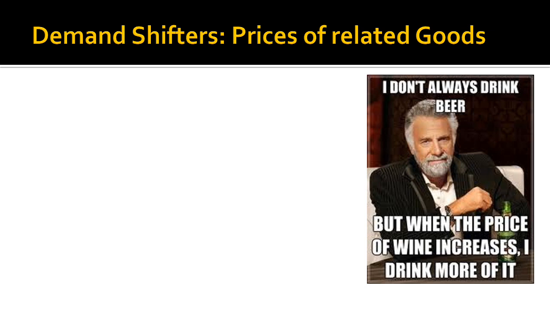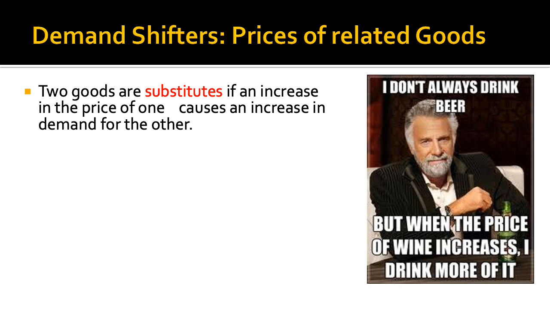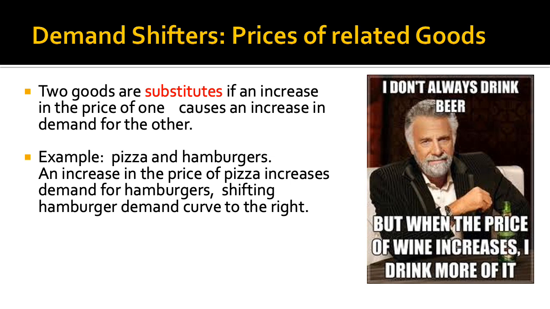Demand shifters, prices of related goods. So the first classification of goods we're going to look at is substitute goods. Substitute goods are goods you use instead of each other. For example, pizza and hamburgers. Technically, an increase in the price of pizza will increase the demand for hamburgers, shifting the demand curve for hamburgers to the right. So what does that mean?